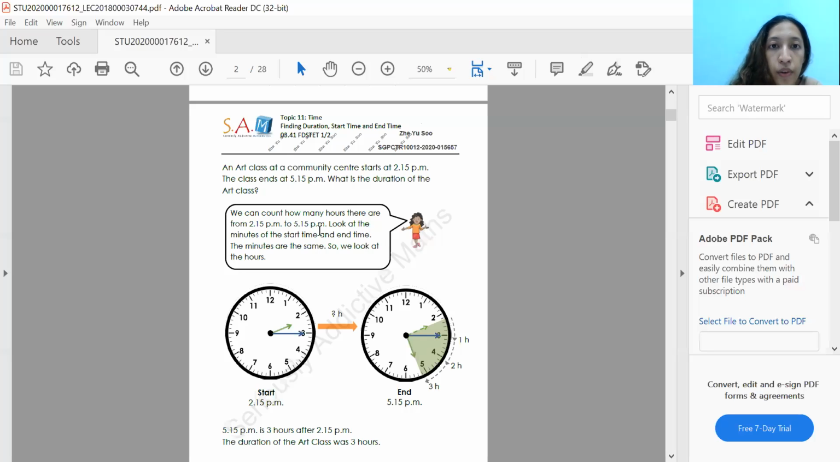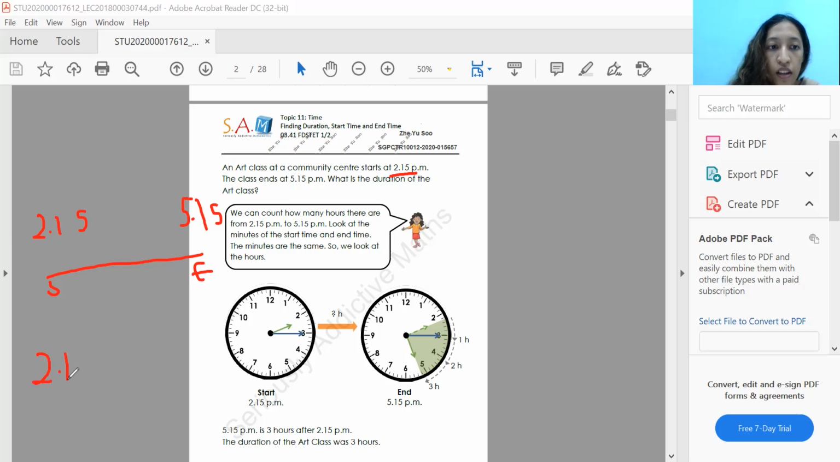All right, so here we go. Let's look. An art class at a community center starts at 2:15 p.m. The class ends at 5:15 p.m. What is the duration of the art class? So it starts at 2:15 and ends at 5:15. Starts and ends. So how long is that? So let us see, from 2:15 to 5:15.